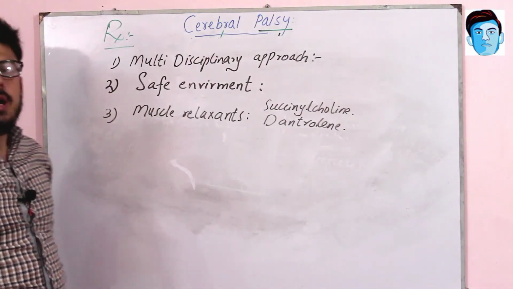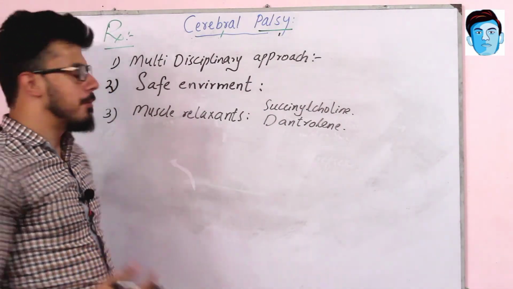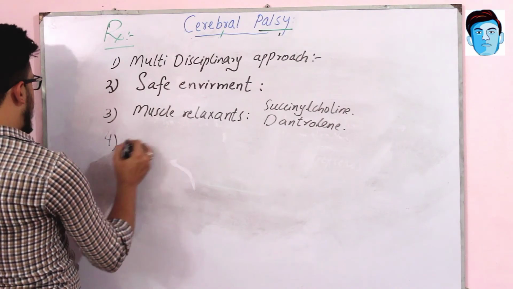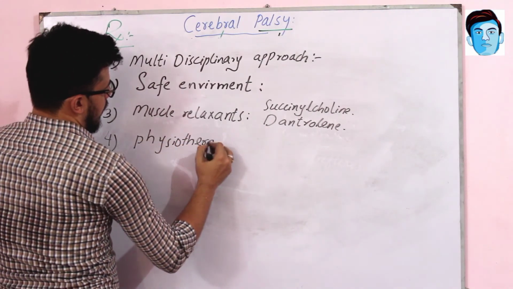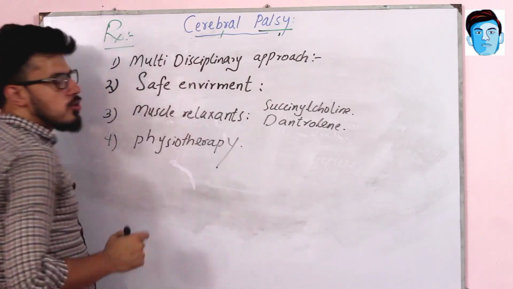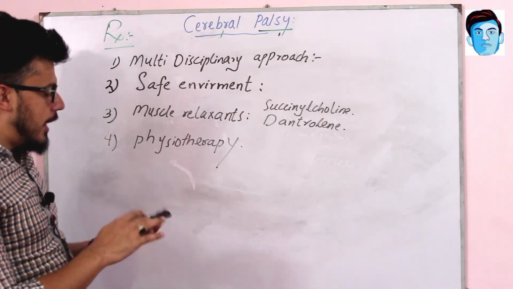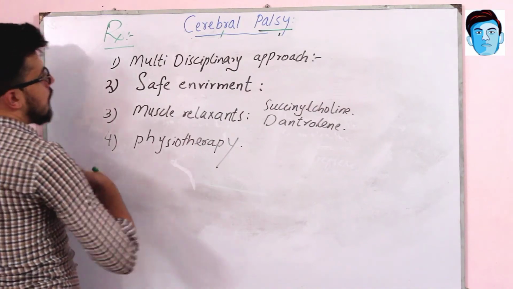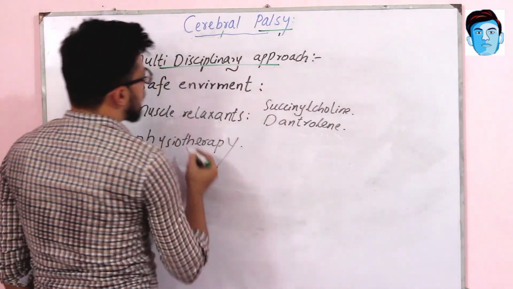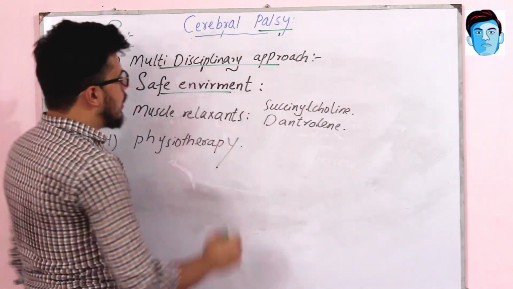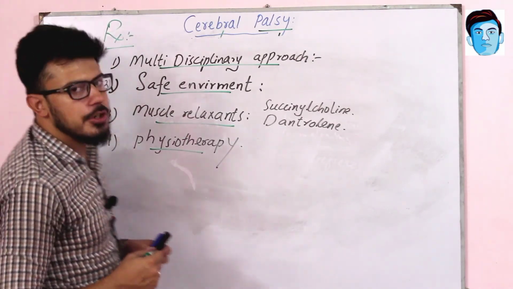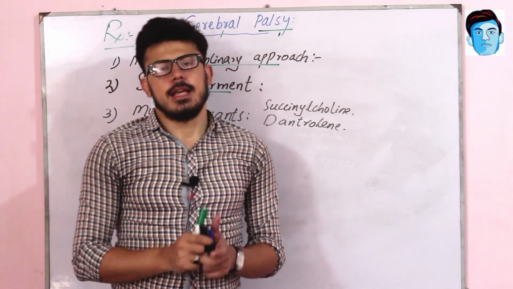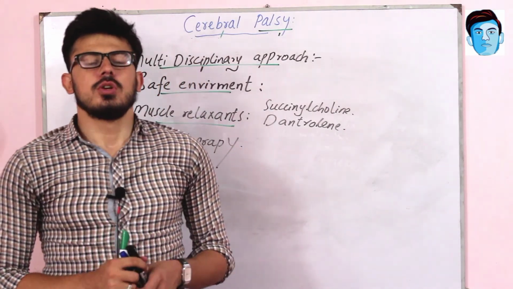And lastly, physiotherapy is important. Physiotherapy is the mainstay of treatment. So I repeat, the treatment options are: first, the multidisciplinary approach. After that, a safe environment. Thirdly, you can give muscle relaxants, and physiotherapy, which is the mainstay of the treatment. So students, that's all about cerebral palsy. So thank you so much.